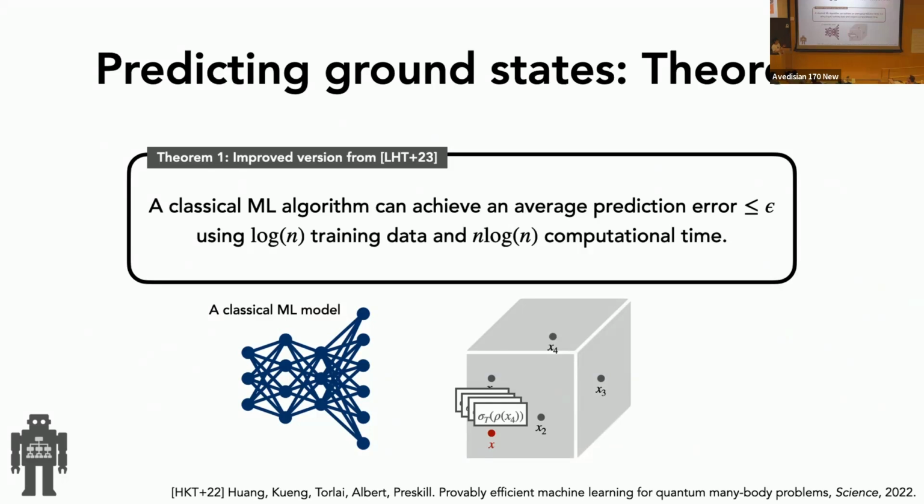Okay, but here you say a classical machine learning algorithm. It seems that this is a very general statement. A classical algorithm is the one that we designed in our paper. Oh, okay, it's not any machine learning algorithm. Okay, cool, good to clarify. Thank you.